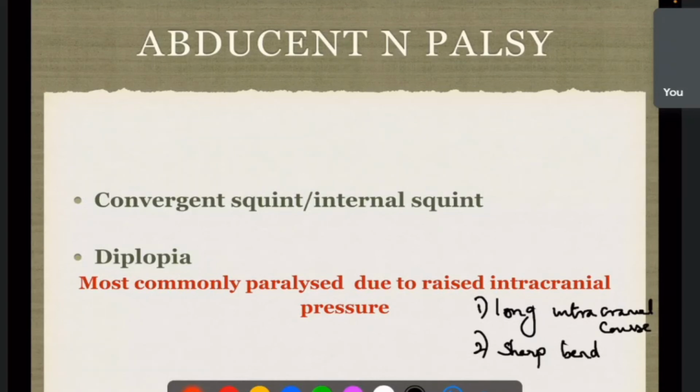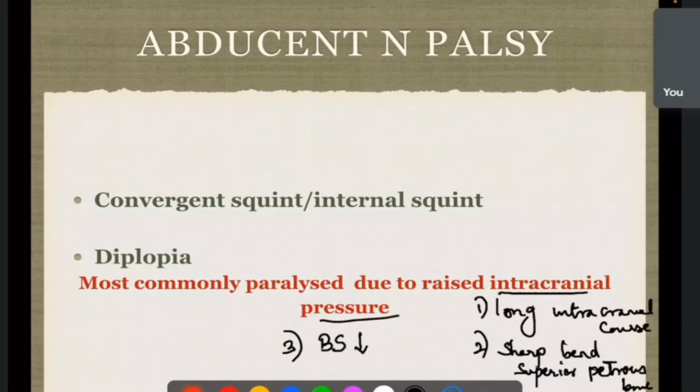Coming from the brainstem, it is going to pass through the cavernous sinus as a content. So before that, there is the superior border of the petrous part of the temporal bone. There is a sharp bend, so it can easily be stretched over there. Then there is one more reason. When there is raised intracranial pressure, the brainstem will descend down through the foramen magnum. Abducent nerve will be stretched. So these are the three reasons for the abducent nerve palsy.